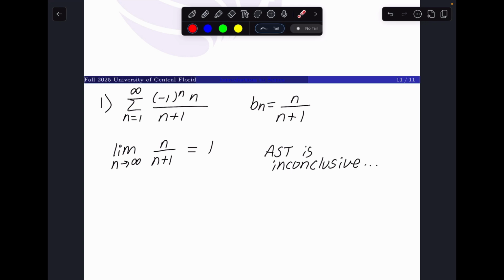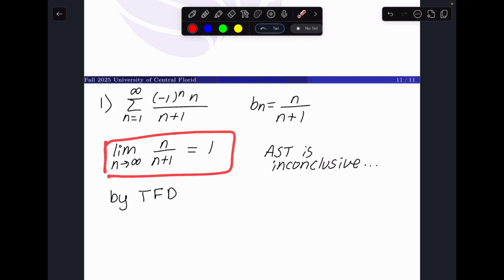But this is actually a really nice result to have because we can basically immediately use another test, and it's the test for divergence. So if I have that this limit is equal to 1, then when I add in this (-1)^n, it's not going to make this become 0, right? This limit, when I multiply in this (-1)^n, is still going to be non-zero. It's going to actually be bouncing back and forth between things that are close to positive 1 and things that are close to negative 1.